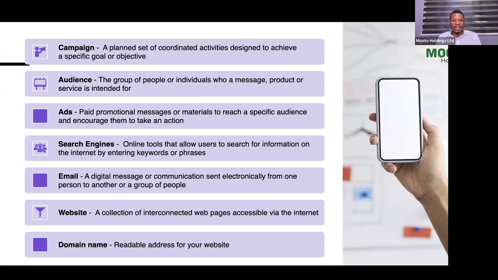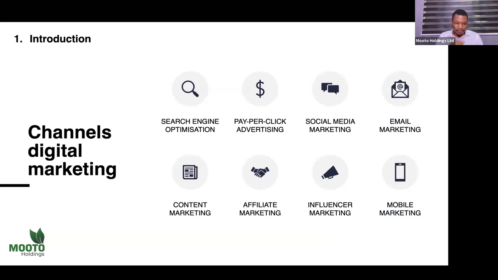Domain name. I won't talk a lot about this, but all I will say is that a domain name is an address that is given to your website. In our case, we have motorholdings.com. Motorholdings.com is our domain name. It can have your personal name, it can have your business name, but as long as it is an address that people use to reach you, that is what we call a domain name. These are important things to note because in our engagements with you, especially the IPP candidates, we will have more interactions on how best we can leverage and use digital marketing in our businesses to reach our expected goals. So, digital marketing channels.